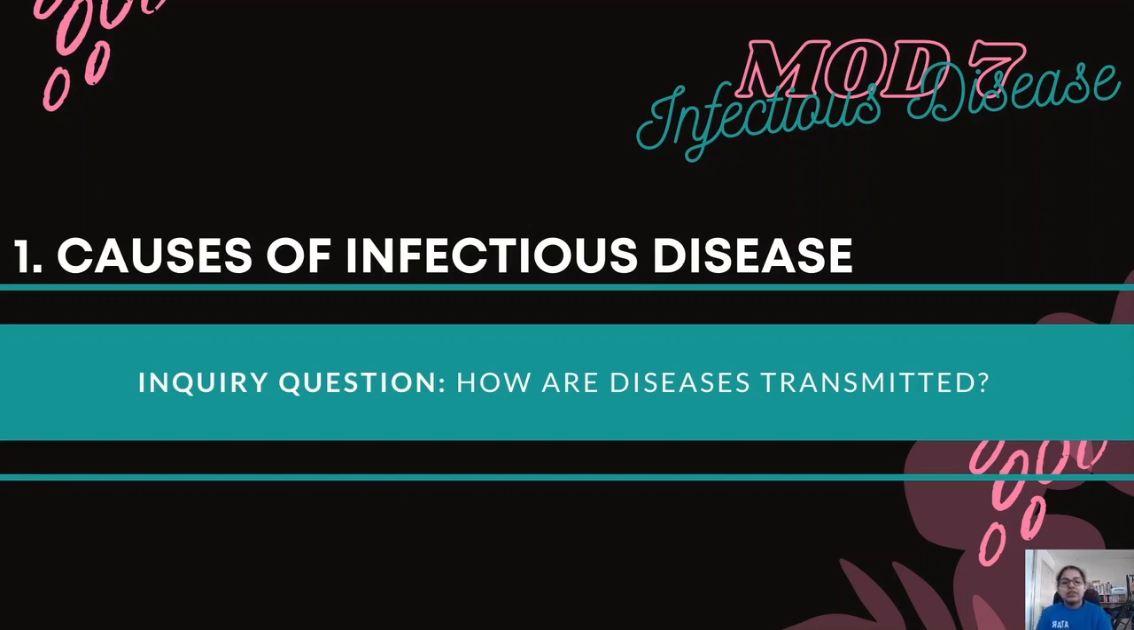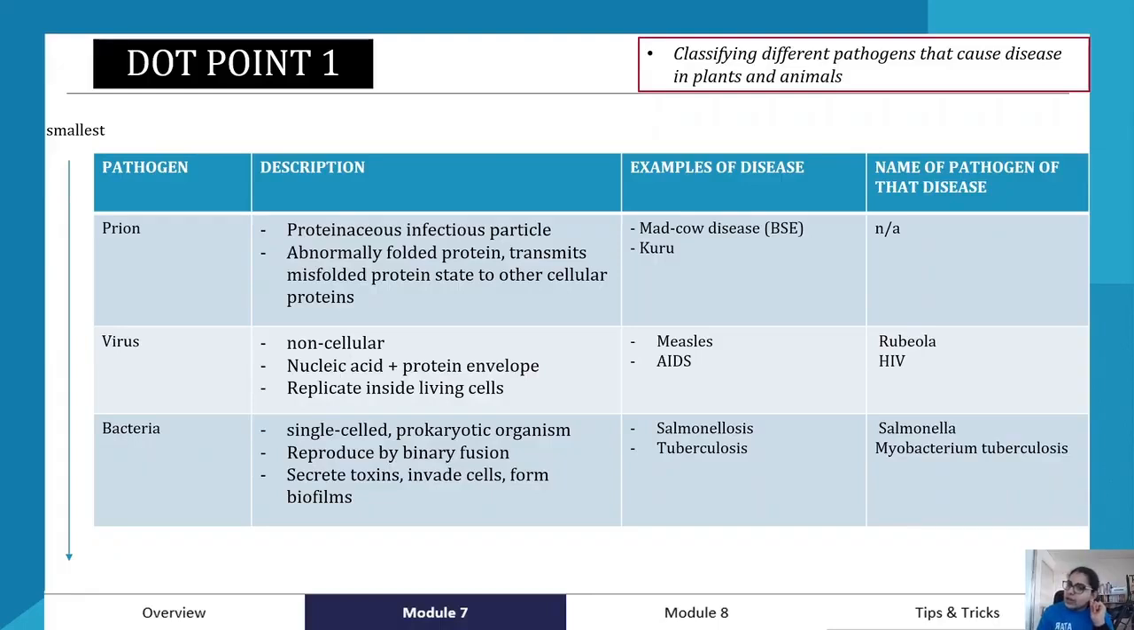Now, causes of infectious disease, and how a disease is transmitted. Here we want to start off by classifying different pathogens that cause disease in plants and animals. So we've got prions. They are proteinaceous infectious particles. Some examples are mad cow disease or kuru, and they are basically the smallest types of pathogens, really, really small, about 200 amino acids in chain length, so it's very, very small.